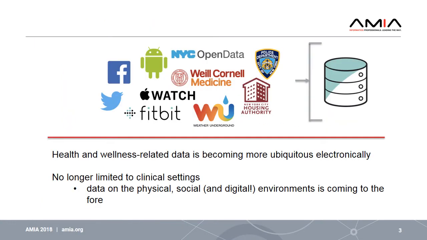Many of the icons on this slide may look familiar. You'll see Apple and Fitbit and social media platforms, Weill Cornell, housing, and your NYPD, and they all represent potential sources of health and wellness related data. And what we're finding is that it's becoming more ubiquitous and available electronically. And health and wellness related data is no longer limited to clinical settings, whereas the data on the physical, social, and digital environments is coming to the fore.